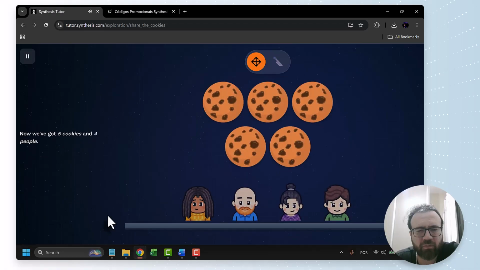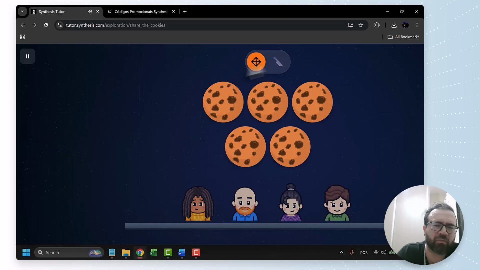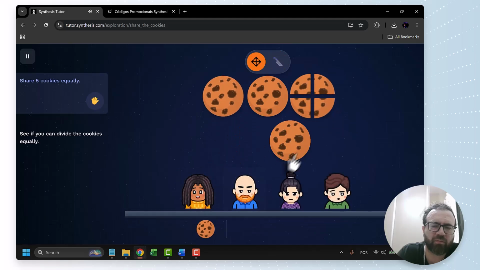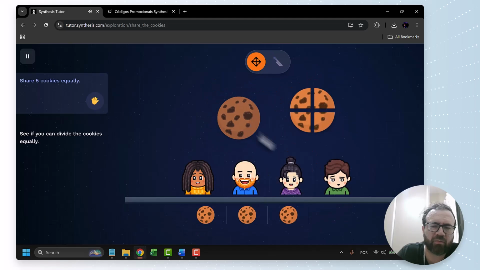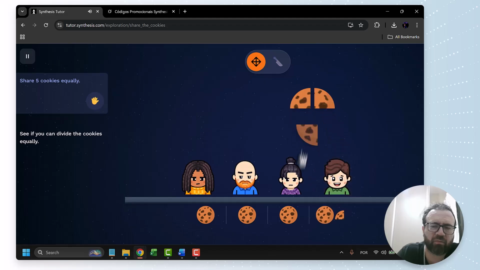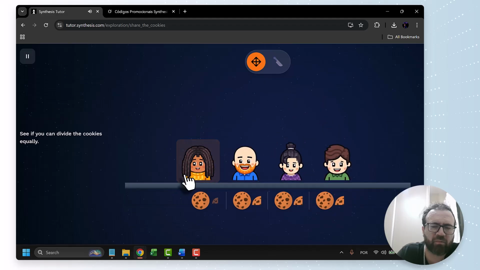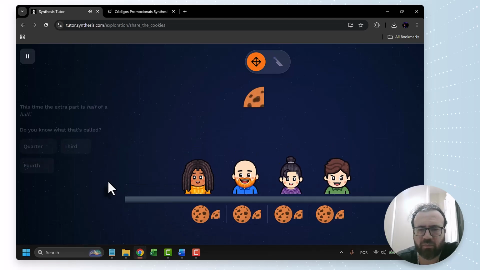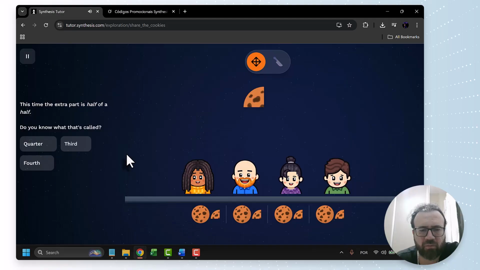Now we've got 5 cookies and 4 people. Click up here to switch between slicing mode and sharing mode. See if you can divide the cookies equally. Well done. Each person got a whole cookie, plus a little extra. This time, the extra part is half of a half. Do you know what that's called?